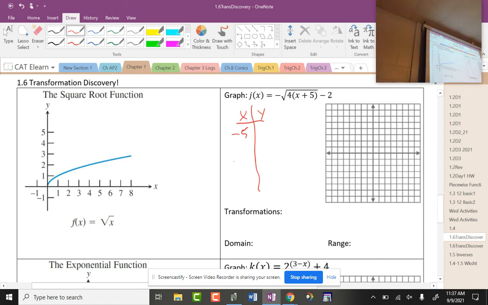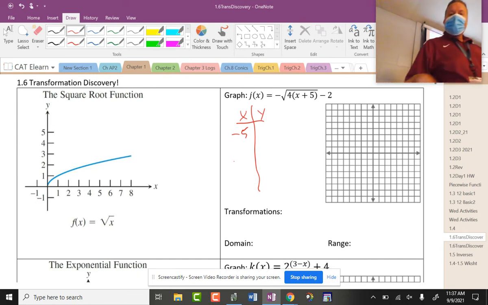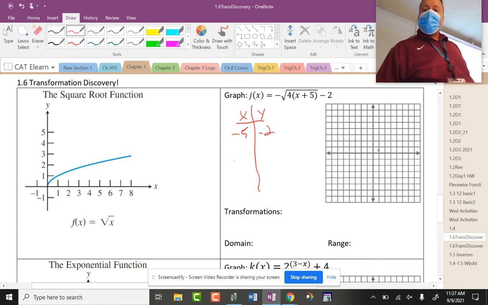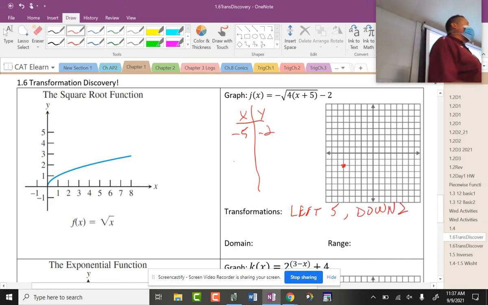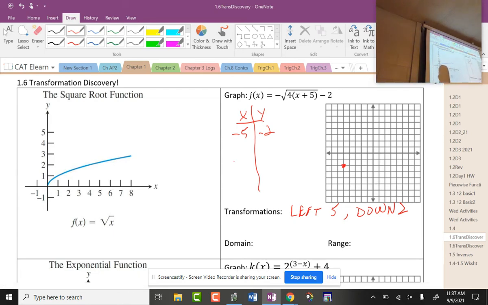Order of operations. What's negative 5 plus 5? What's 0 times 4? What's the square root of 0? 0 minus 2 is what? So you get negative 5, negative 2. There is the left 5. 1, 2, 3, 4, 5, down 2. Oh, I thought I lost my pen. So there's our transformations, and she was already able to tell me that after 3 examples. That's what you need to do and understand when we look at our worksheet. But then also understand, where do I start my chart if I'm going to do a chart of values? And I did that in 3 of the 4 examples.